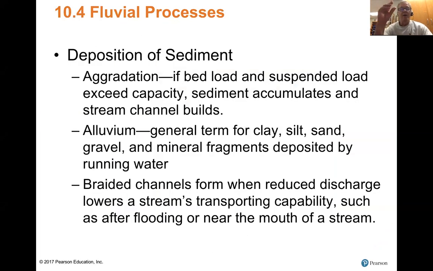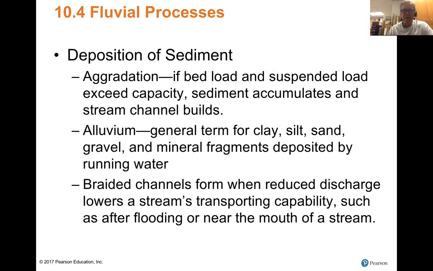down. Okay. Now, eventually that sediment is going to be deposited. And when that happens, there's a couple ways to do this. One is that when the bed load surpasses the ability of the stream to transport it, the sediment will start to accumulate and we get stream channels. The other way is what we call alluvium, this general term for all the material that's being transported. It will be deposited by running water, and I'll show you some examples from that.